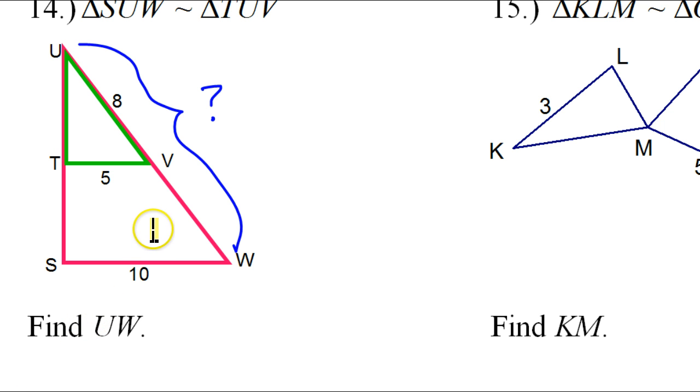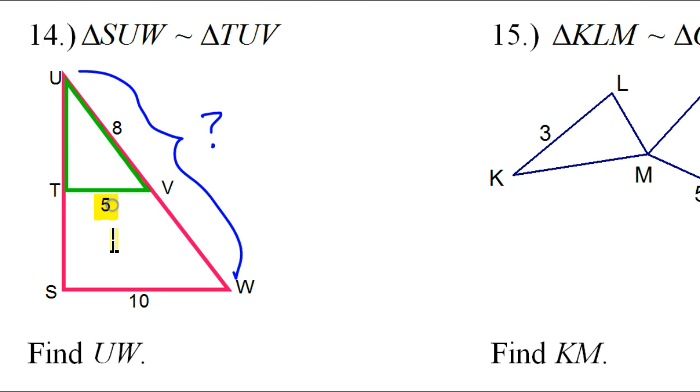If we can get a scale factor going, then this problem will be easy. So look for corresponding sides where you have both values. So 5 and 10 are corresponding sides, the bottom of the green triangle and the bottom of the pink triangle. Okay, if you look at the pink triangle, you can see the scale factor from small to big, this is doubling. Okay, so we're doing times 2.